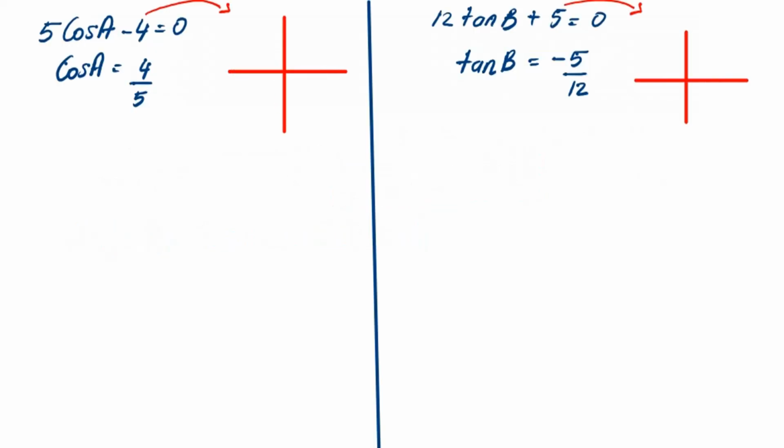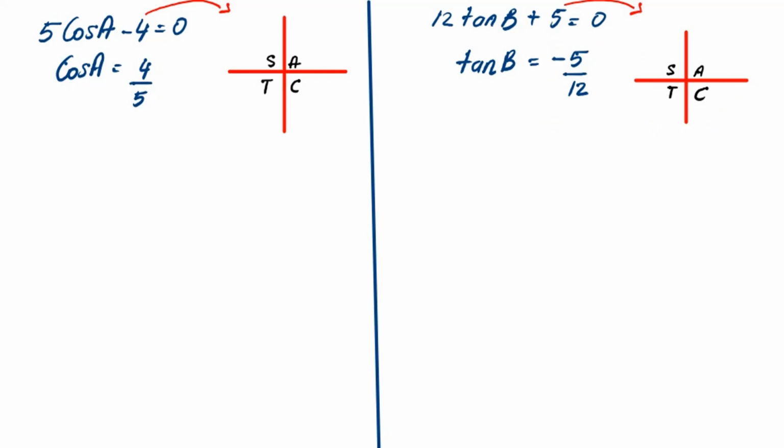Remember, I told you guys about all students take care to help you remember where your trig ratios are positive, right? So all students take care. All right. And then from here, we've got cos of A is equal to 4 over 5, right? So we need to work in the quadrant where cos is positive because we've got positive 4 over 5, right? Let's have a look at tan of B, which is equal to negative 5 over 12. We need to work in the quadrant where your tan is negative, right? Because we've got negative 5 over 12, right?